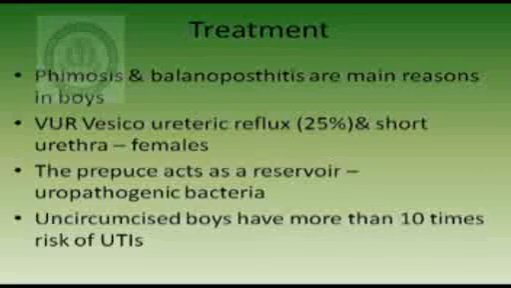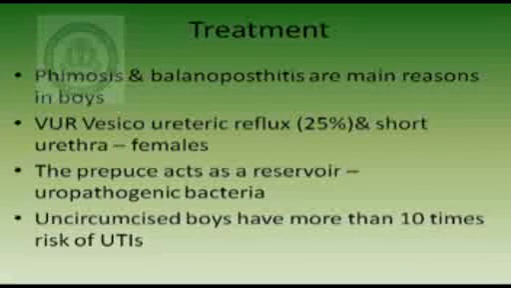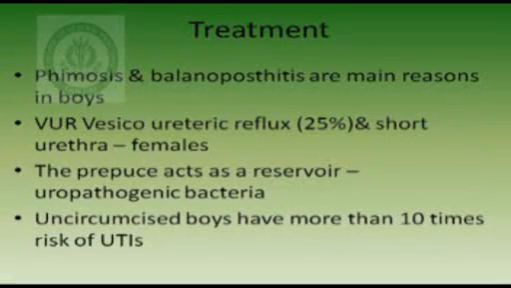So, treatment. As you all know, the commonest problems causing UTIs in children are phimosis and balanoposthitis, whereas vesicoureteric reflux causes infection in more than 25% of cases in both sexes, and a short urethra is implicated as the cause of the higher incidence of UTI in females. The prepuce of the male acts as a reservoir for uropathogenic bacteria. So, ultimately the prepuce should go. Uncircumcised boys have more than 10 times the risk of UTI compared to circumcised boys.